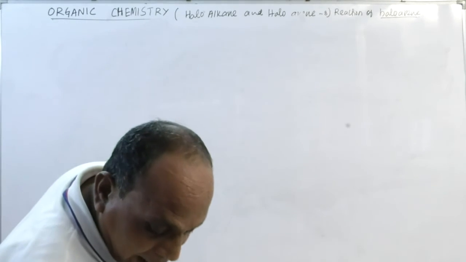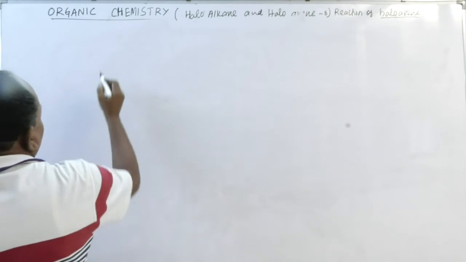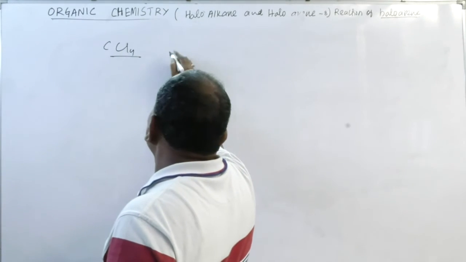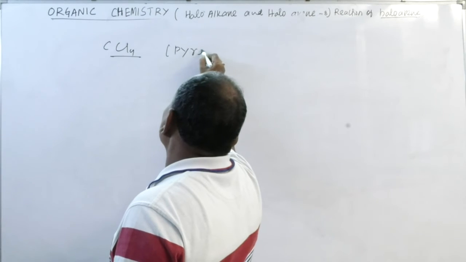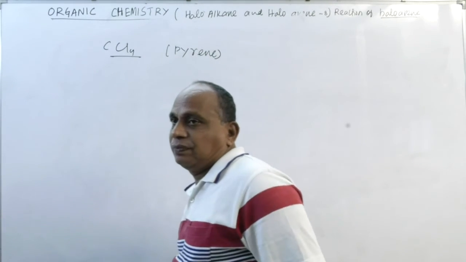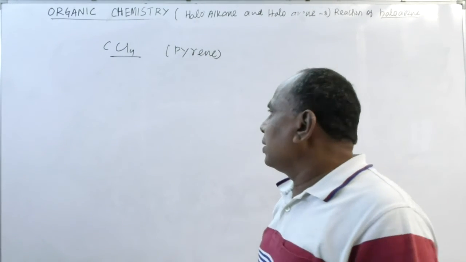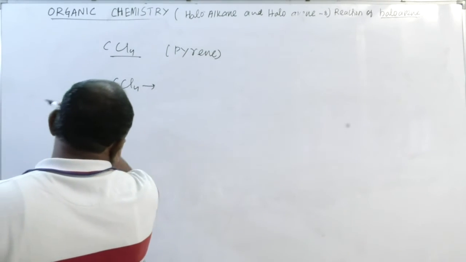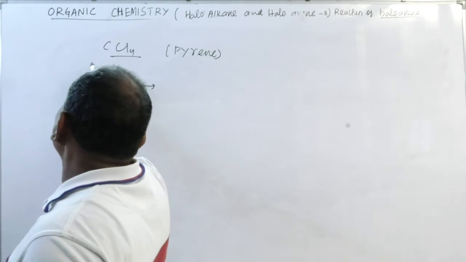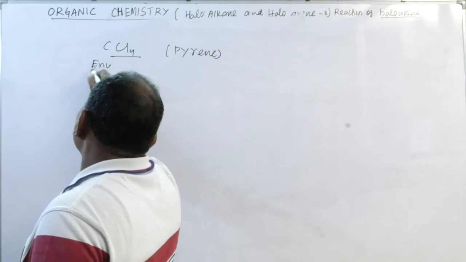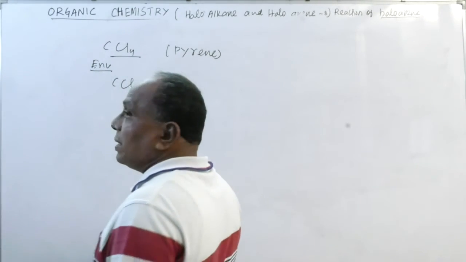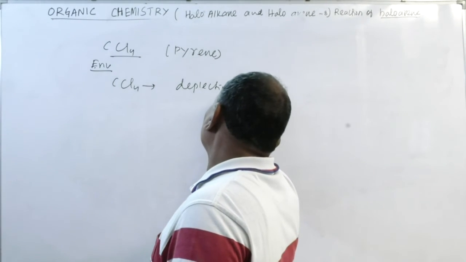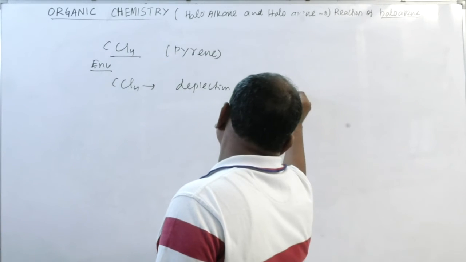Next, come to carbon tetrachloride. Carbon tetrachloride is commercially known as pyrene, and carbon tetrachloride has an environmental effect. It can cause depletion of the ozone layer.